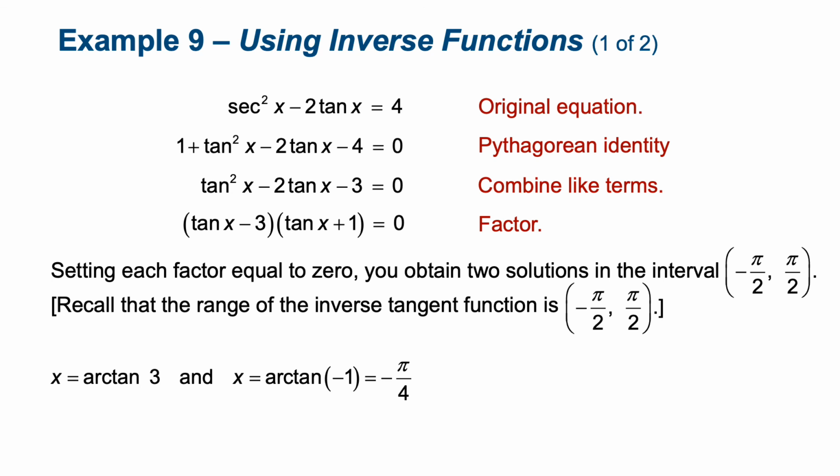We replace secant squared of x with 1 plus tangent squared of x, which is a Pythagorean identity, right? By now we should start becoming a little bit more familiar with that. So now when we combine like terms, we get tangent squared x minus 2 tangent x minus 3 is equal to 0. And then if we factor this, we get tangent of x minus 3 times the quantity tangent x plus 1. If we set each factor equal to 0, we get two solutions in the interval negative pi over 2 to pi over 2, right? Remember the range of the inverse tangent function is negative pi over 2 to pi over 2.